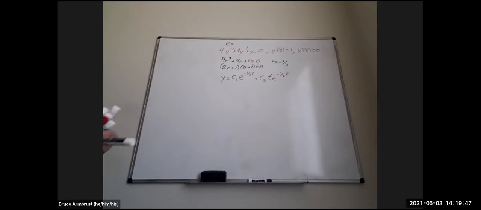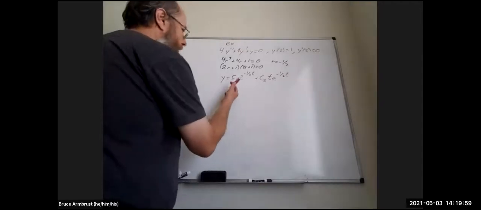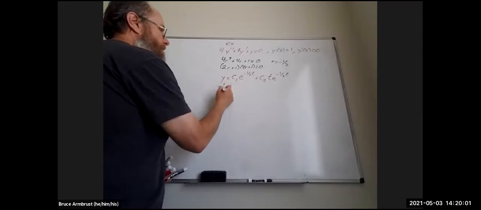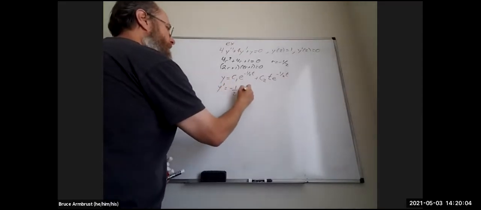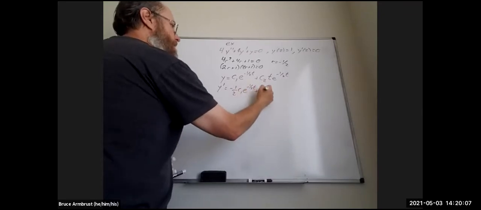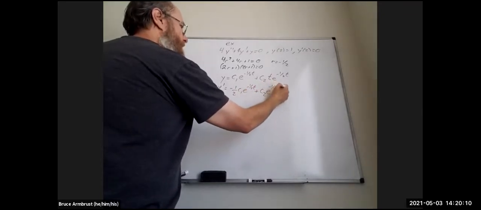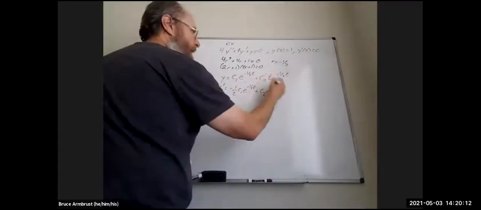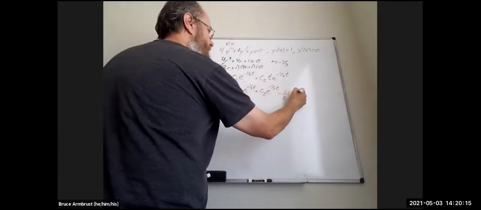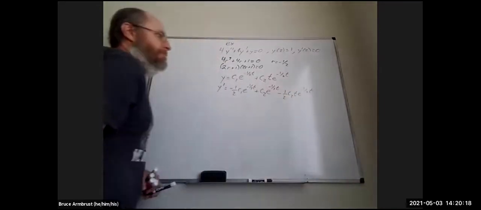All right, so now let's use our initial conditions to figure out what c1 and c2 are. We are going to need y prime, so let's get that real quick. So it'll be minus 1/2 c1 e to the minus 1/2 t plus c2 e to the minus 1/2 t minus 1/2 c2 t e to the minus 1/2 t. That was just the product rule on that second piece. So let's see what our initial conditions tell us.